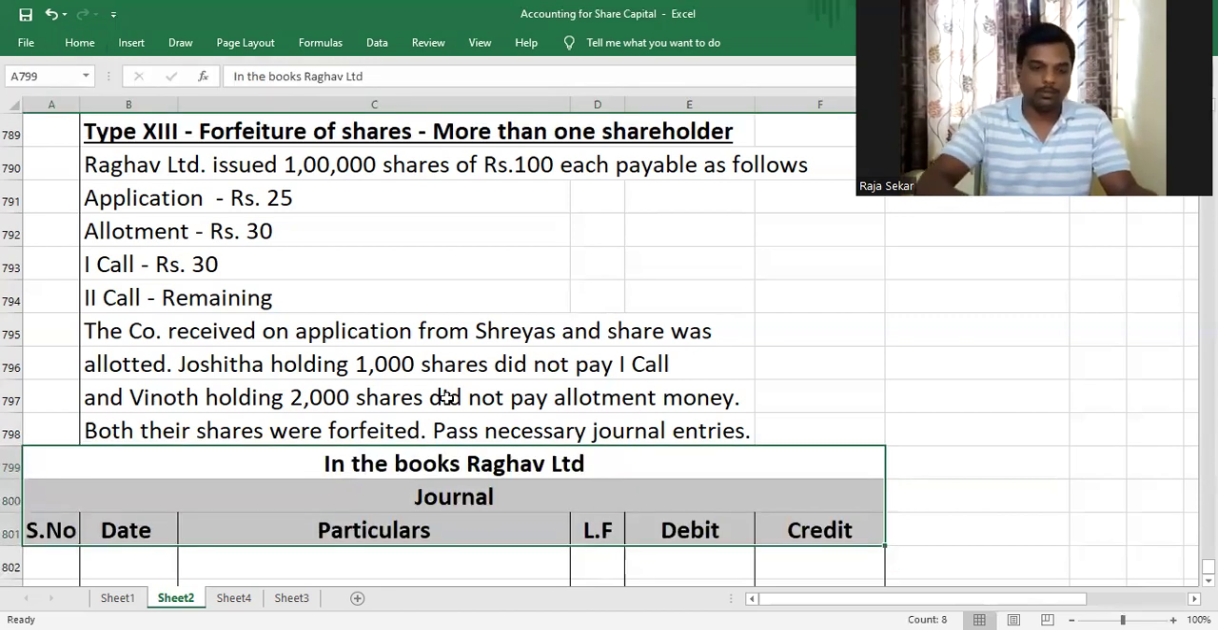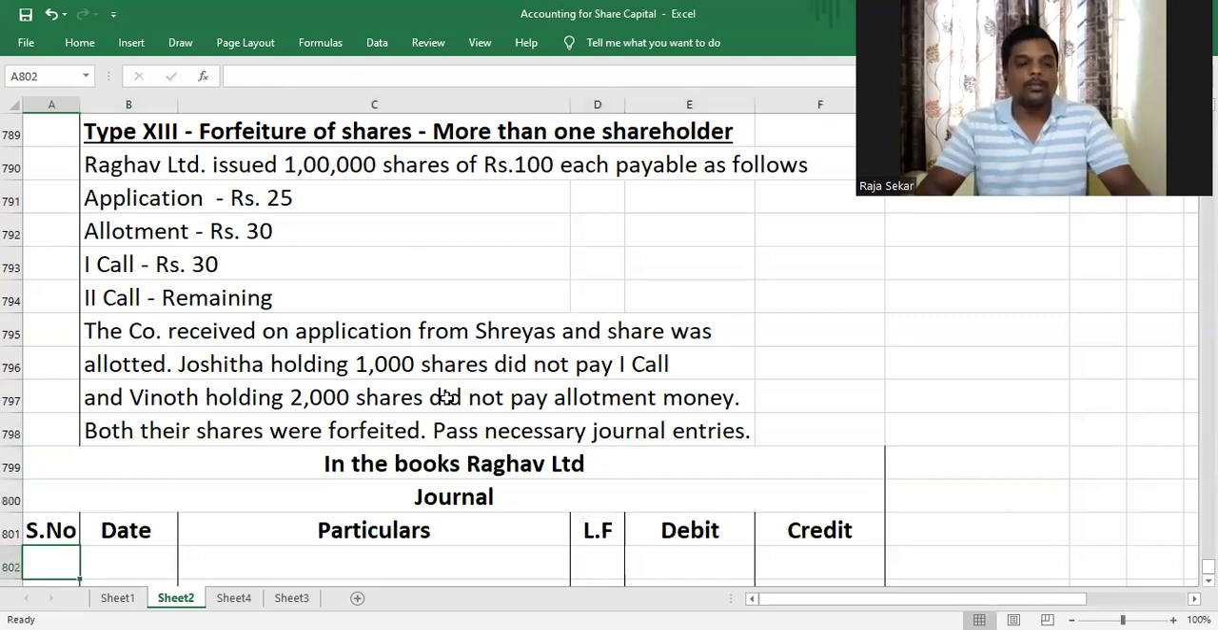Make them all bold. All right, my dear children, let me read the question. Raghav Limited issued 1 lakh shares of rupees 100 each, payable as follows. Application 25, allotment 30, first call 30. So that would be, second call will be 15, 100 minus all the other amounts.